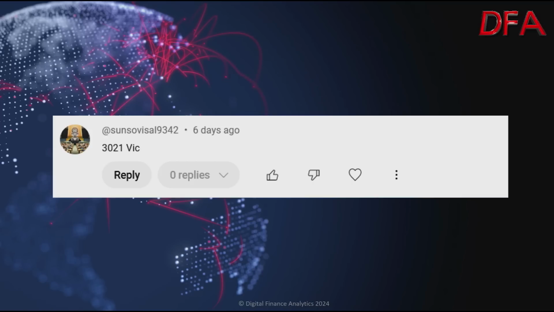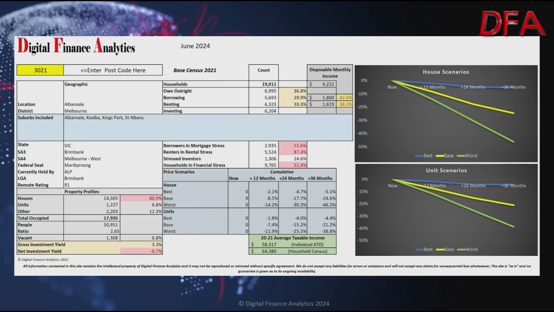Now I'm going to look at the next one, Sun's visual 9342, and ask for postcode 3021. So postcode 3021 includes Alban Vale, Kings Park and St Albans. Here we have 19,000 households in the postcode, of which 36% own outright, 29% are borrowing, and 33% are renting.